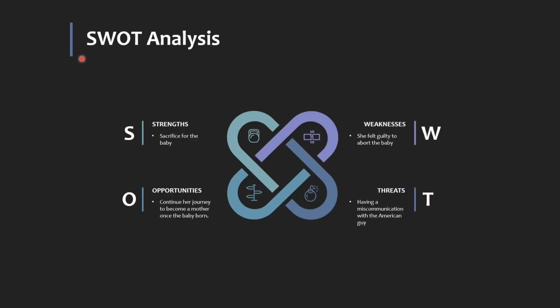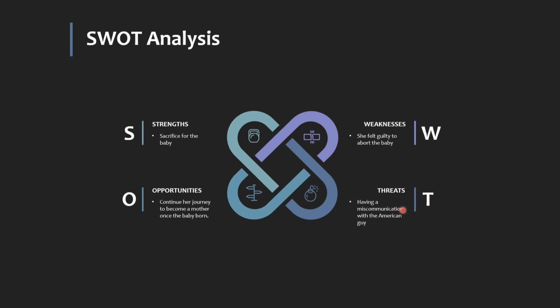Next is the SWOT analysis. The first is strength. The strength is Jig needs to sacrifice for the baby. Furthermore, the weakness in the short story is she felt guilty to abort the baby. The third element for SWOT is opportunities. Jig continues her journey to become a mother once the baby is born.